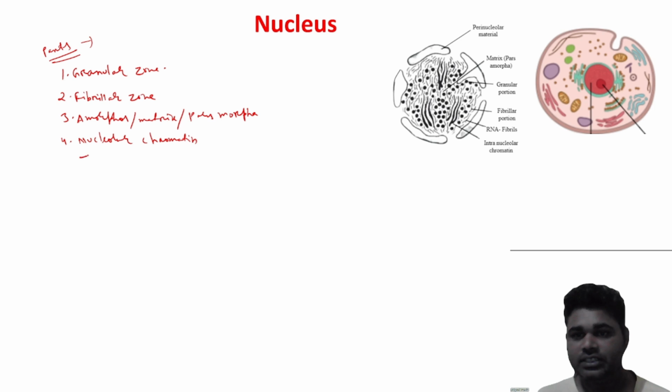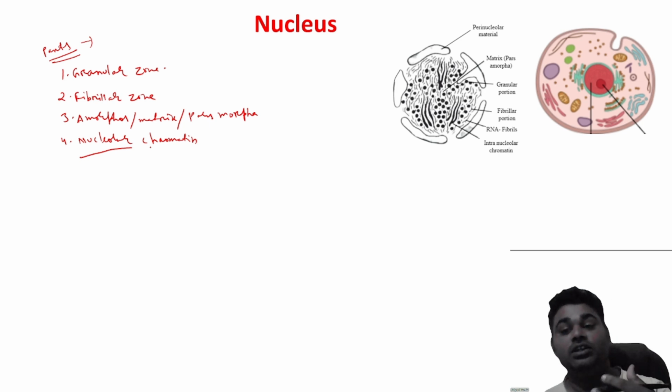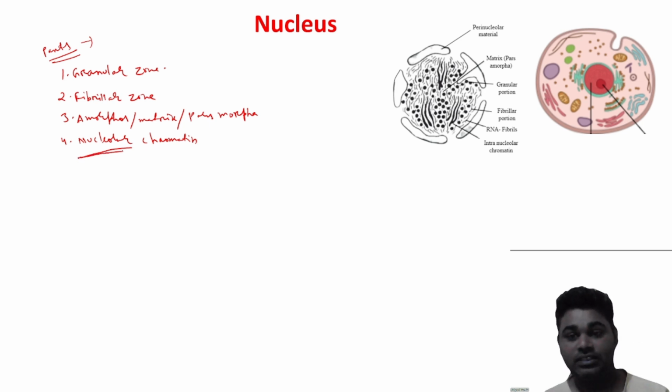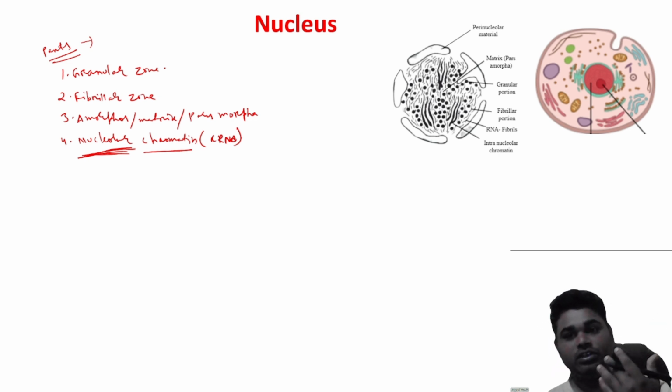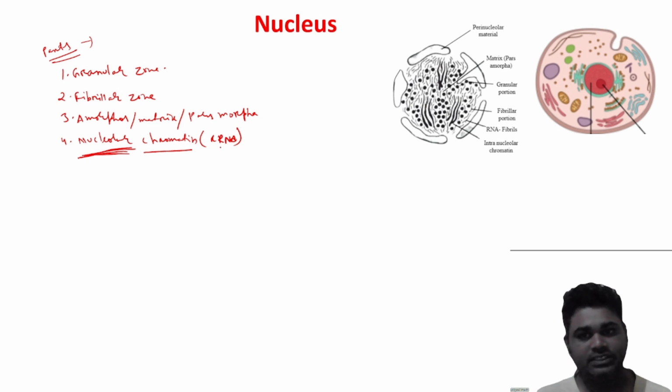Most importantly, it is the nucleolar chromatin, not nuclear chromatin. Nuclear chromatin means the chromosome that is present in the nucleus. So the nucleolar one means the nucleoprotein, more exactly the rRNA that is present, and that is called the nucleolar chromatin, not like the DNA that is present in the chromosomes. That is present in the nucleus, but in the nucleolus, there the rRNA is present.